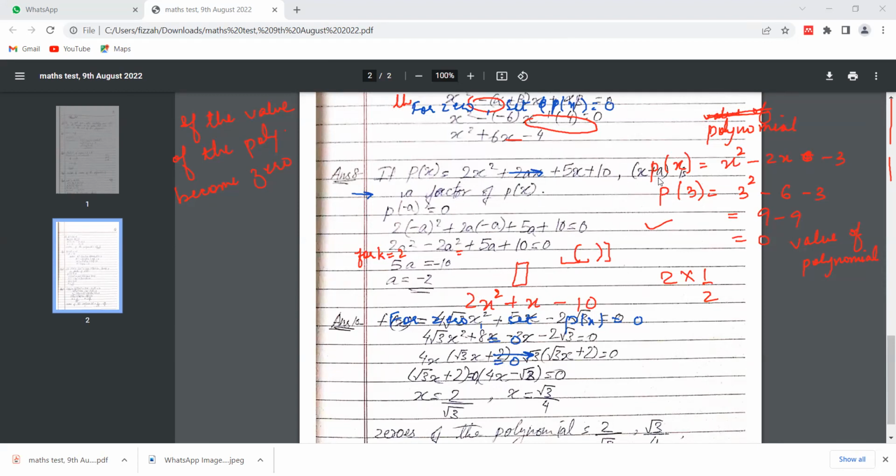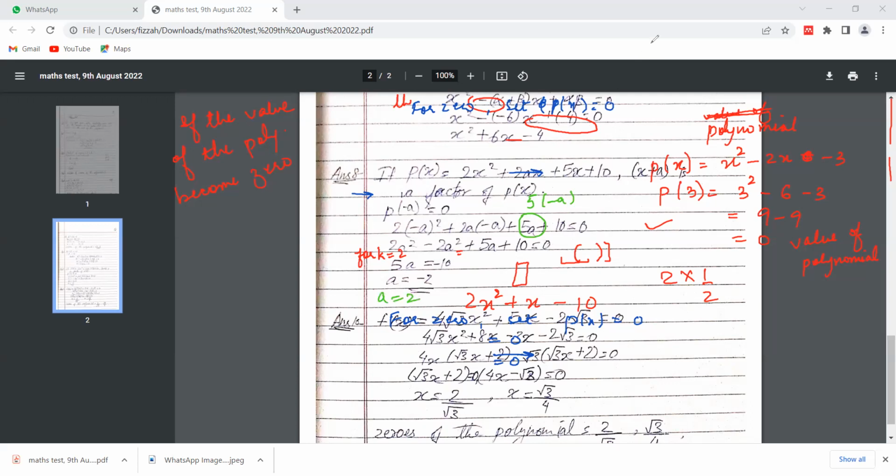Is a factor. That means p at minus of a is equal to 0. That is good. a is equal to minus 2. Okay. a is equal to minus 2. No, you will be getting a is equal to 2. Now see here, Hamna. 2 into minus a square, right? And then 5 into a. There's no bracket here. It will be 5 into minus of a, isn't it? Yes. Yes, ma'am. So ultimately your a should be equal to 2.